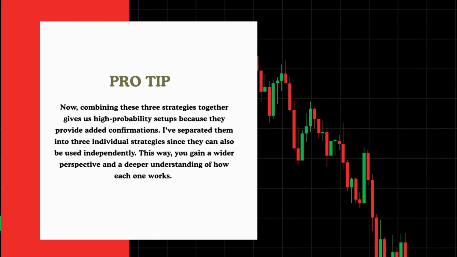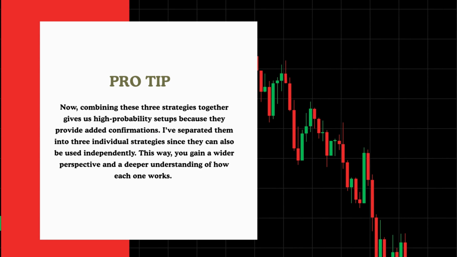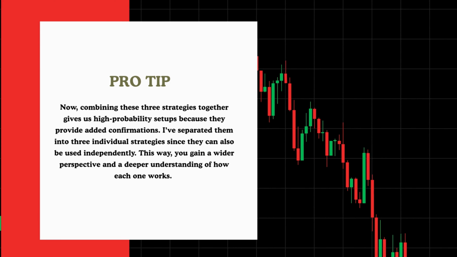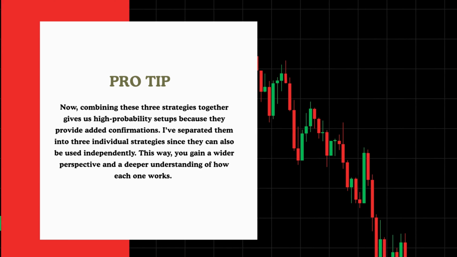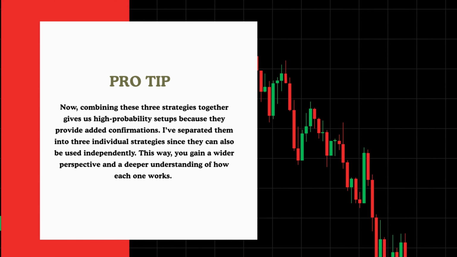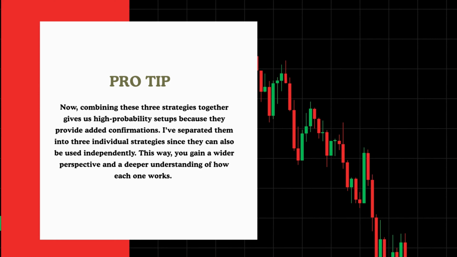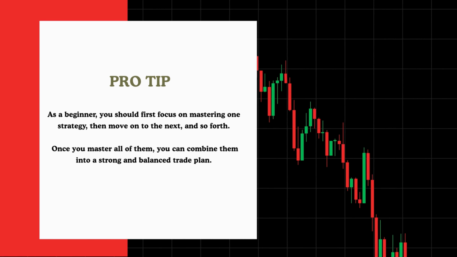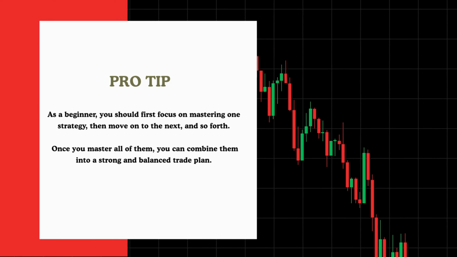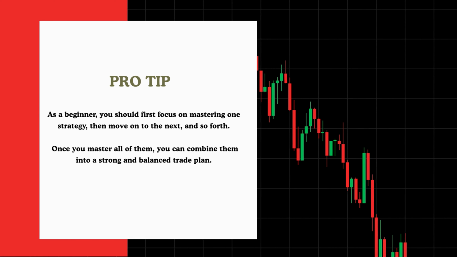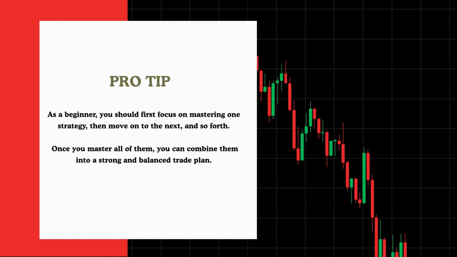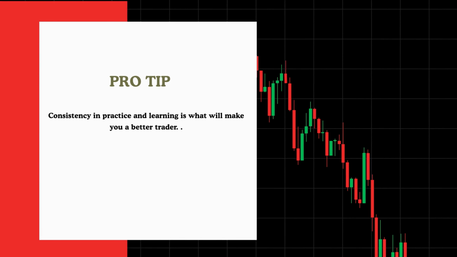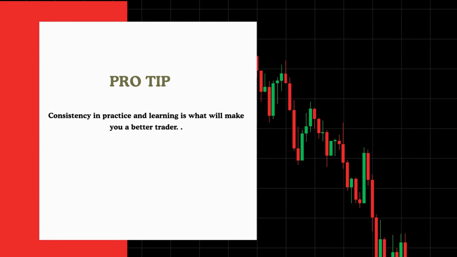Now, combining these three strategies together gives us high probability setups because they provide added confirmations. I've separated them into three individual strategies since they can also be used independently. This way, you gain a wider perspective and a deeper understanding of how each one works. As a beginner, you should first focus on mastering one strategy, then move on to the next, and so forth. Once you master all of them, you can combine them into a strong and balanced trade plan. Consistency in practice and learning is what will make you a better trader.